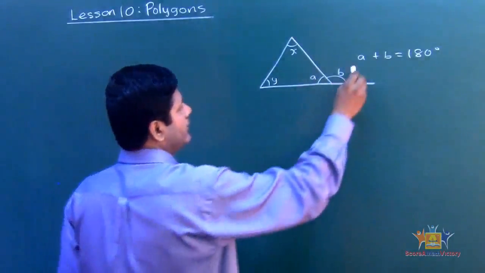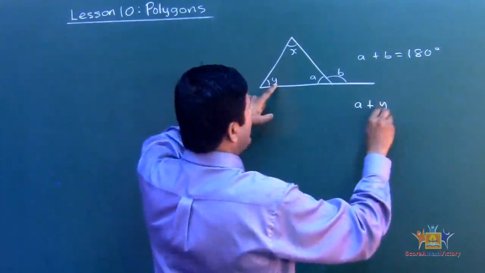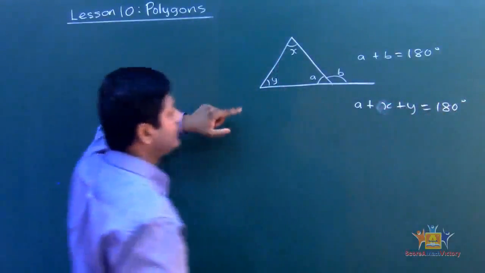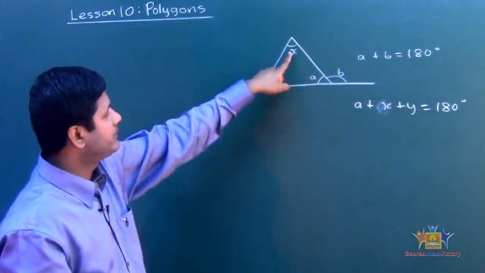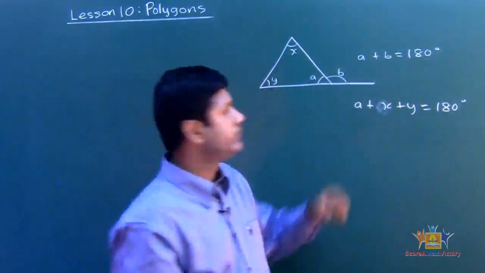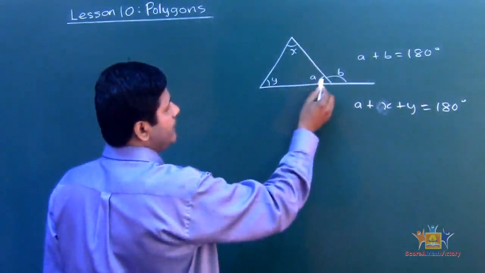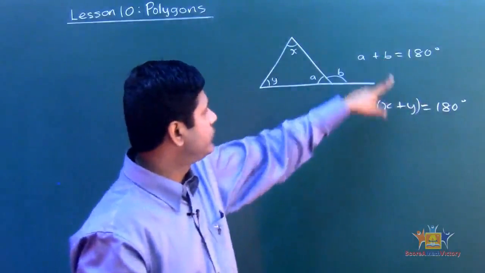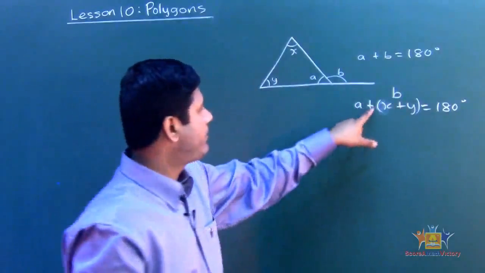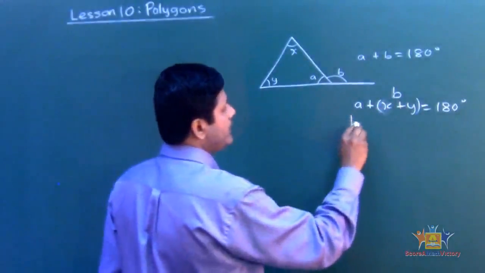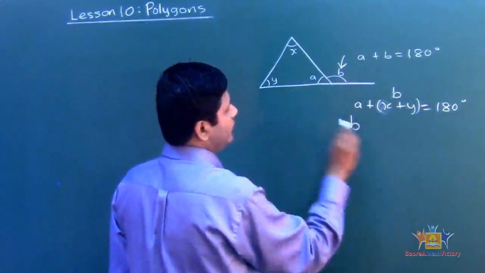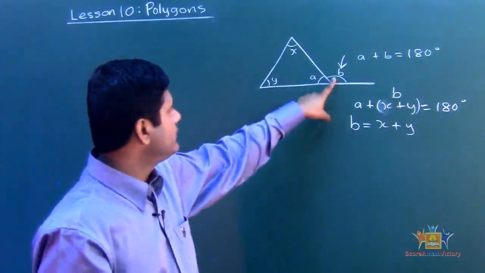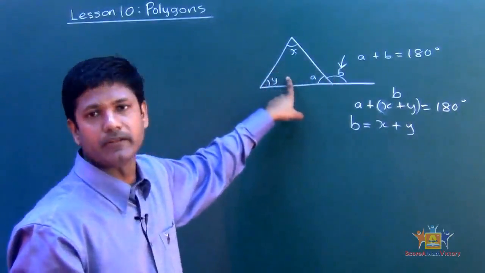Why is that? Now look at this. We start with A plus X plus Y equals 180, because the triangle is 180. Am I right? Okay. Now look at that. A plus B is 180. That means, look at this, if I substitute that with B, A plus B is 180. That means B, the outside angle, also equals X plus Y. So keep in mind, this angle is equal to the total of these two angles.